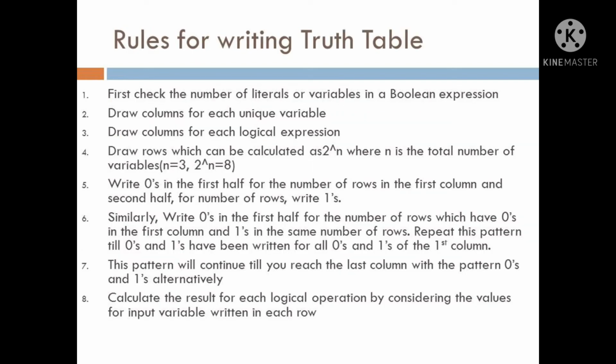Now we can discuss how to write a truth table. For writing a truth table, there are certain rules. The first step is to check the number of literals or variables in a Boolean expression. The second step is to draw columns for each unique variable. For example, if there is a Boolean expression such as a plus b into c, then there will be 3 columns, one for each variable.